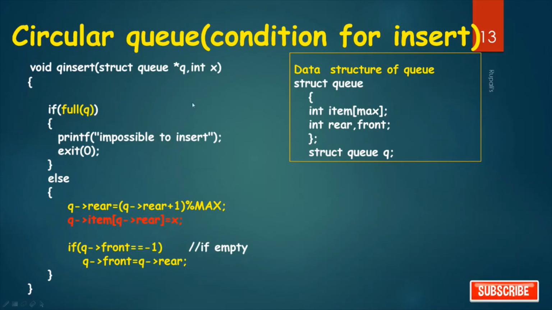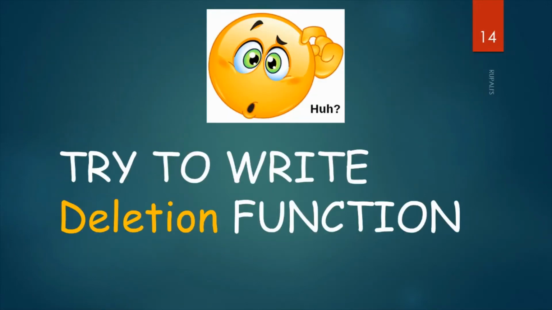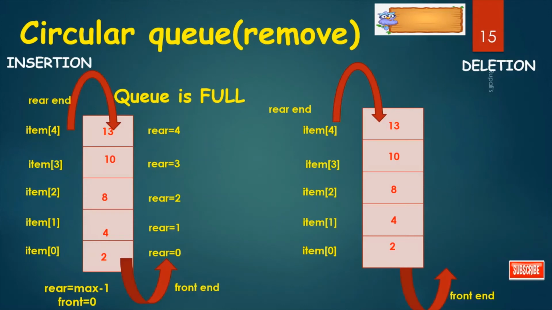This is the function for QInsert. Now your task is to try to write the deletion function, the QDelete function, on your own. Now QRemove or QDelete. Say our queue is full, we have to delete. So what is the deleting end? It is the front end. So from this end you have to delete.